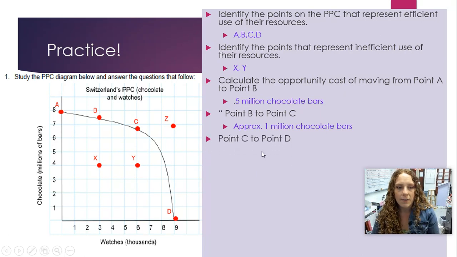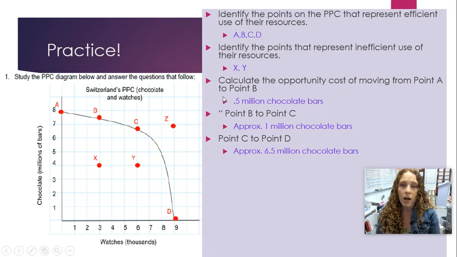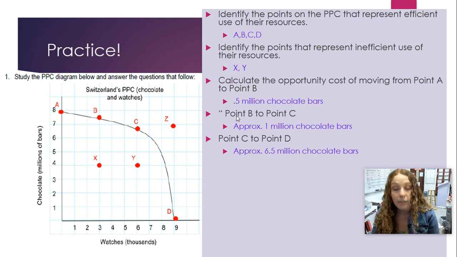All resources not the same. If we go from C to D, well, there's a pretty big jump. We're going to go from 6,000 now to 9,000 watches, but we go from about 6.5 million bars of chocolate to none. So it's an opportunity cost of about 6.5 million chocolate bars. Once again, notice the movement for watches, we were going up by 3,000 each time, but the opportunity cost went from 500,000 to 1 million to 6.5 million, increasing opportunity cost. It gets more as you go along.